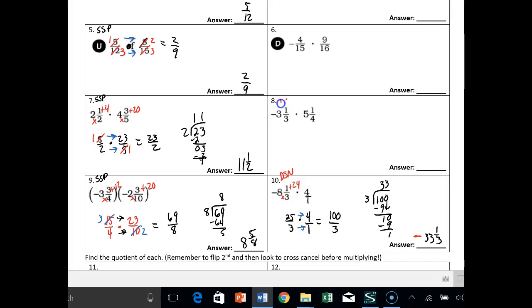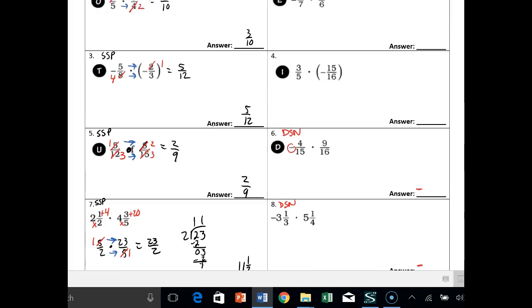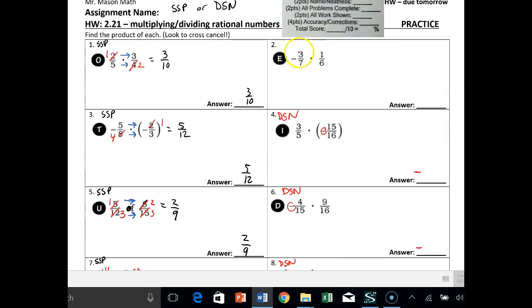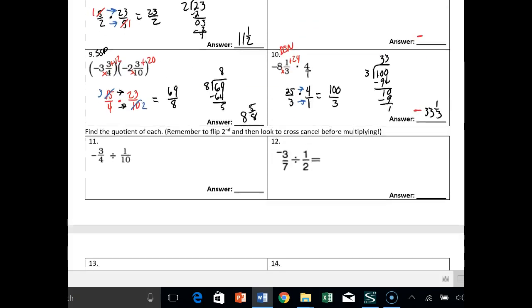Make sure on number 8 you understand it's a DSN, so put a negative in your answer sign. And number 6, look, only one negative, so it's a DSN, so put a negative in your answer sign. It's always helpful to do this right off the bat. Number 4, look, DSN, only one negative, so put a negative in your answer sign. And number 2, look at that, DSN, only one negative, so put a negative in your answer sign, right?